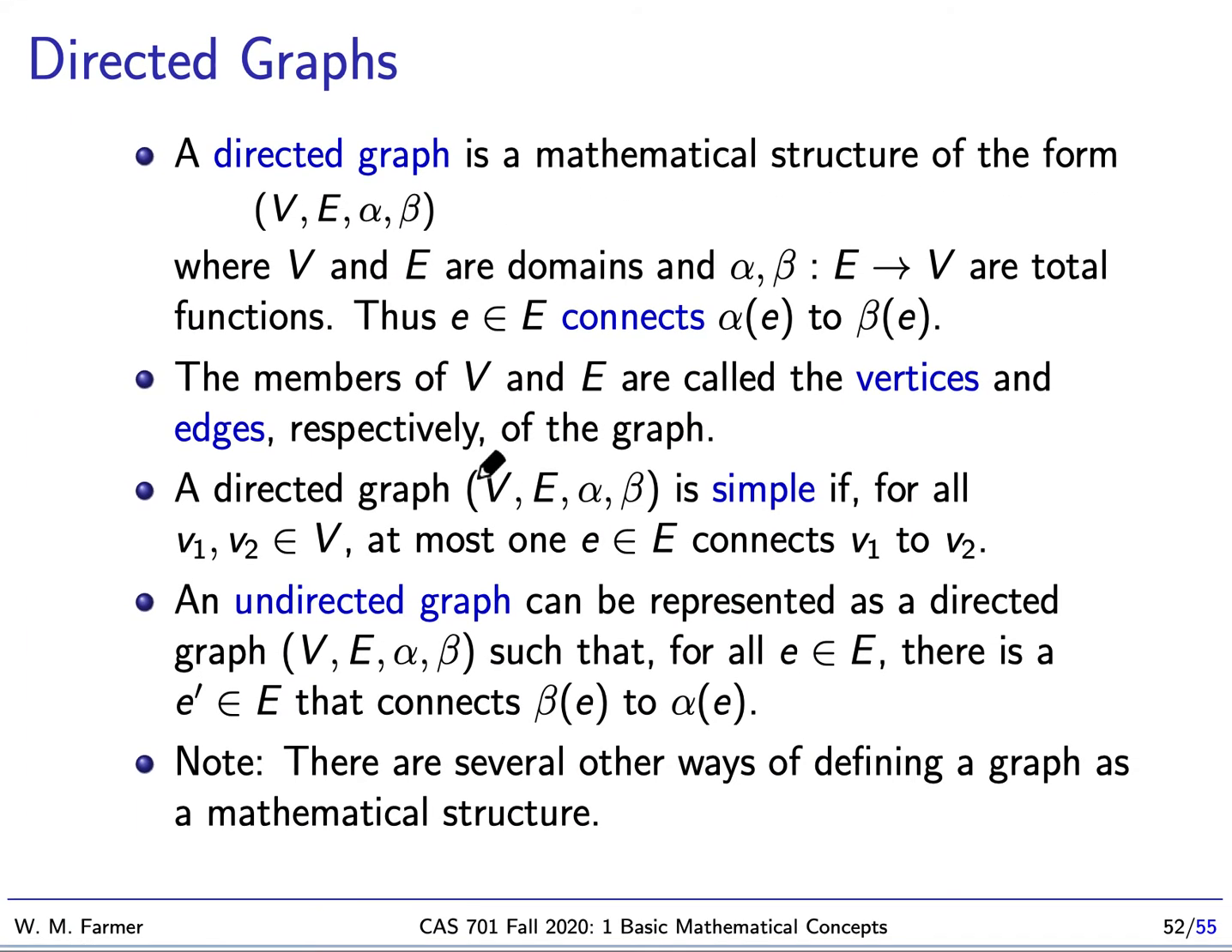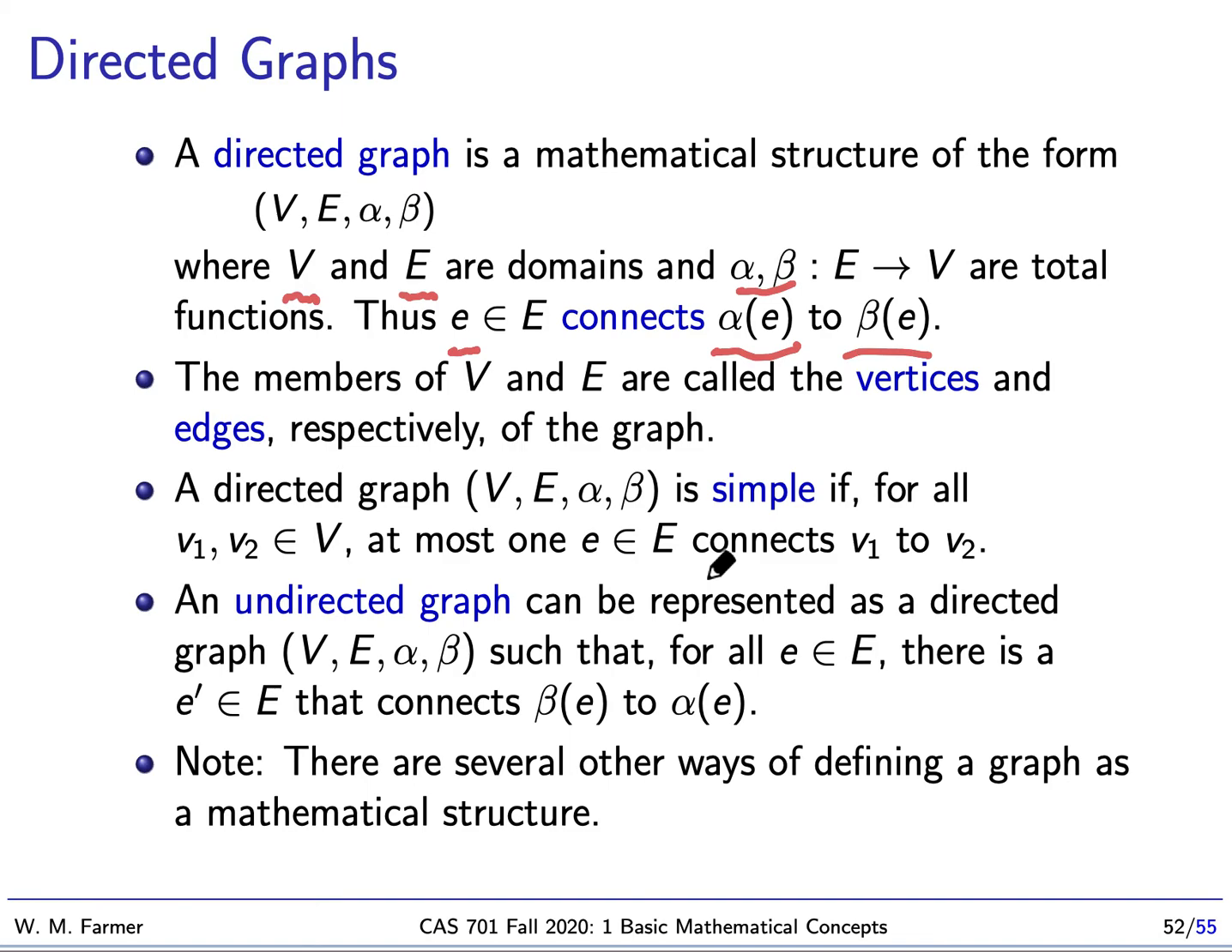So what I'm going to do now is describe a mathematical structure that captures the idea of a directed graph. This structure will have a set of vertices and a set of edges, those will be the domains of the structure, and then it has two functions which map edges to vertices. Alpha maps an edge to its starting vertex and beta maps it to its ending vertex. So for any edge, you can say that edge connects this vertex to that vertex.